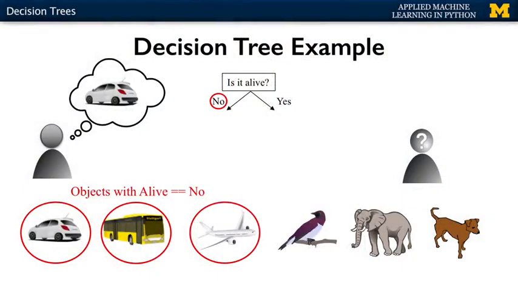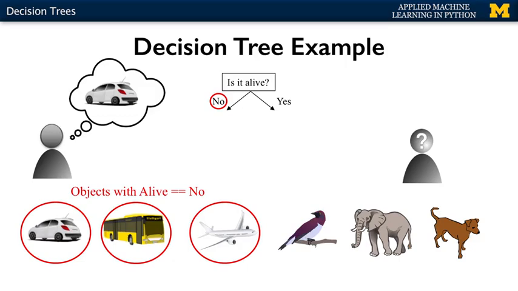Here's a simple example. Suppose we're playing a game where one person's thinking of one of several possible objects. So let's say an automobile, a bus, an airplane, a bird, an elephant, and a dog. A second person has to guess the identity of that thing by asking as few yes or no questions as possible, up to a limit of no more than, say, 10 questions. Suppose the first person secretly thinks of an automobile.